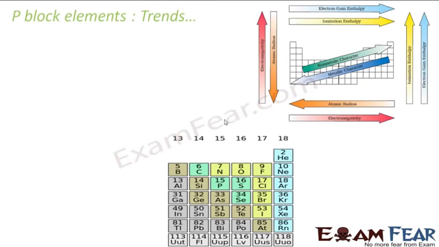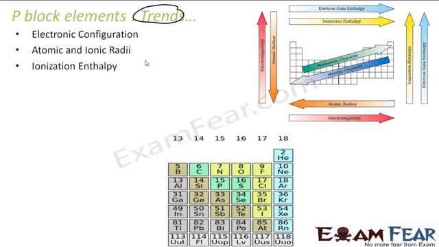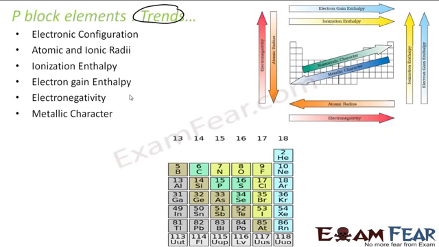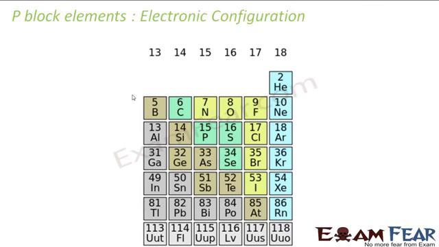So let's see the trends for P block elements. We'll talk about electronic configuration, atomic and ionic radius, ionization enthalpy, electron gain enthalpy, electronegativity, metallic character, and oxidation states. We'll discuss all these things in detail. So let's start with the electronic configuration first.